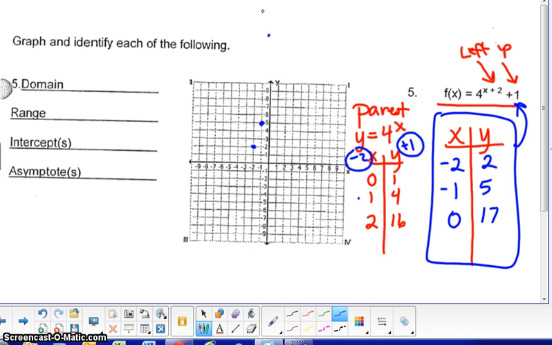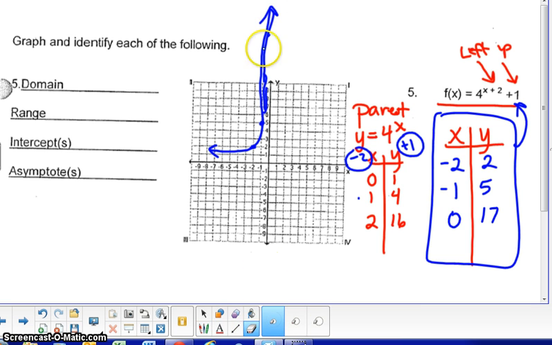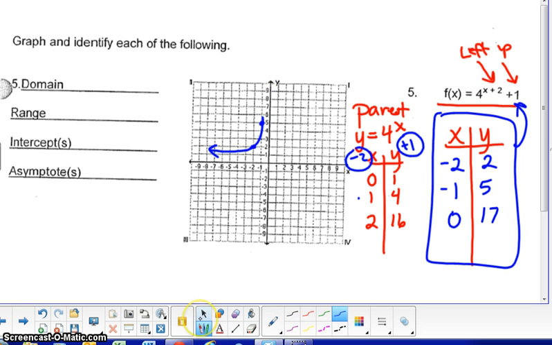Okay, now because it shifts up 1, the boundary which it gets closer and closer to is also going to shift up 1, because it usually gets closer and closer to 0 without crossing over it. So that's a little messy, but you get farther and farther to the right anyway. And let me go ahead and fix that, and then we'll go on.